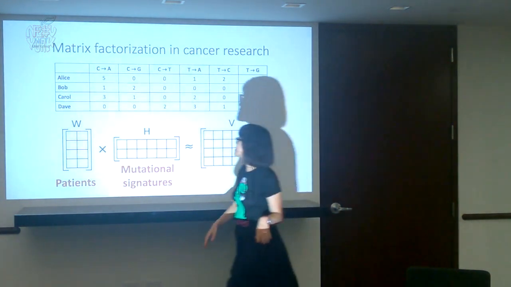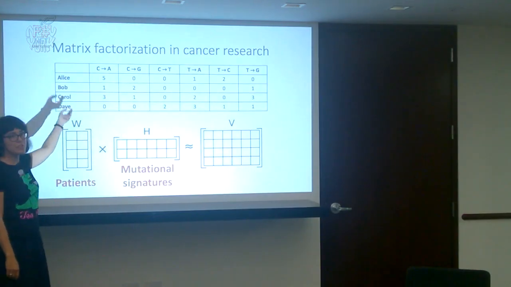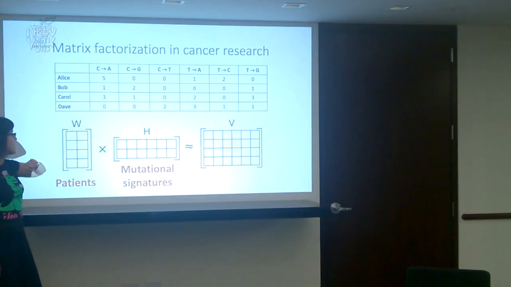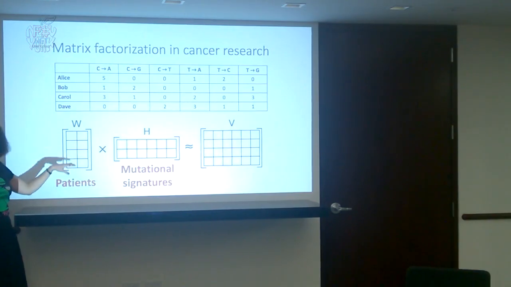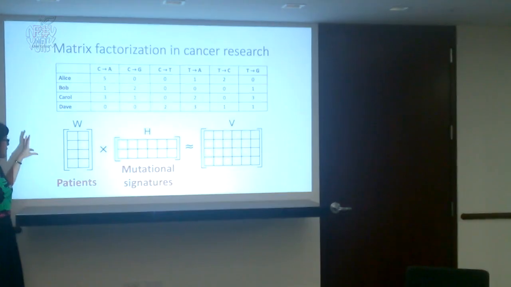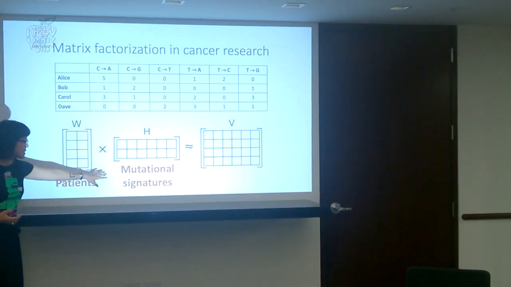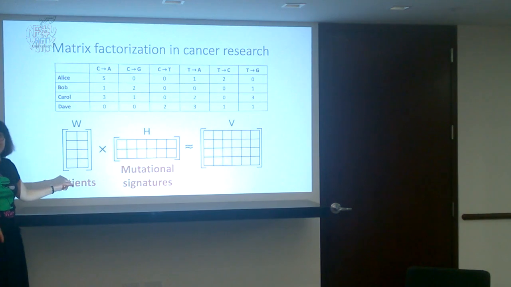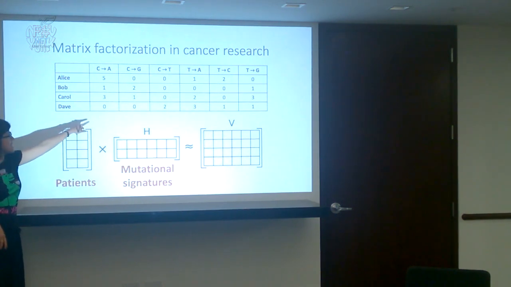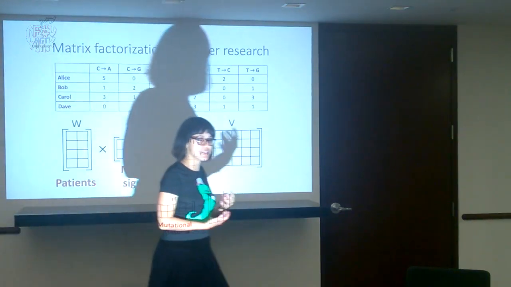Here we have the patients, and here we have mutations. C mutates to A, etc. And this big matrix decomposes into a product of two smaller matrices again, where one represents the patients, basically giving us summarized characteristics of each patient, and the second matrix represents what they call mutational signatures of cancer, where each mutation has some kind of characteristics with respect to different types of cancer.